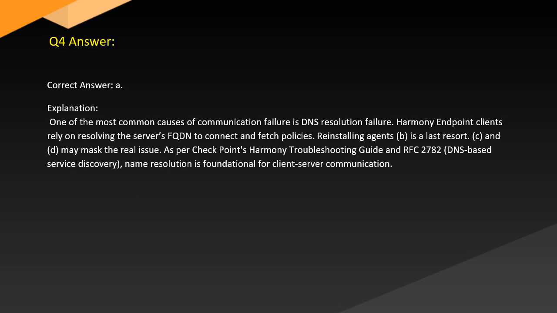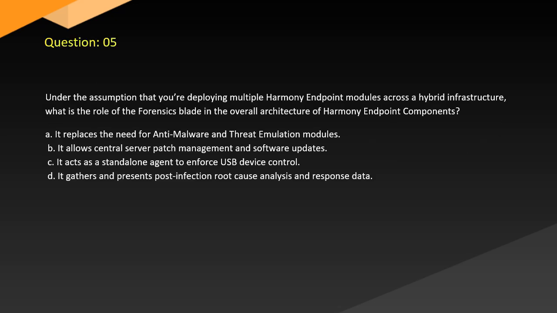Answer. Correct answer: A. Explanation. One of the most common causes of communication failure is DNS resolution failure. Harmony Endpoint clients rely on resolving the server's FQDN to connect and fetch policies. Reinstalling agents, B, is a last resort. C and D may mask the real issue. As per Check Point's Harmony troubleshooting guide and RFC 2782 DNS-based service discovery, name resolution is fundamental for client-server communication.